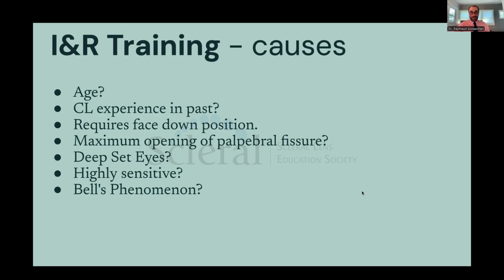Another challenge that can come up is deep set eyes. It's much harder to open the upper lid and lift the upper lid when they have deep set eyes, at least when I see patients that do. So that could bring a challenge.